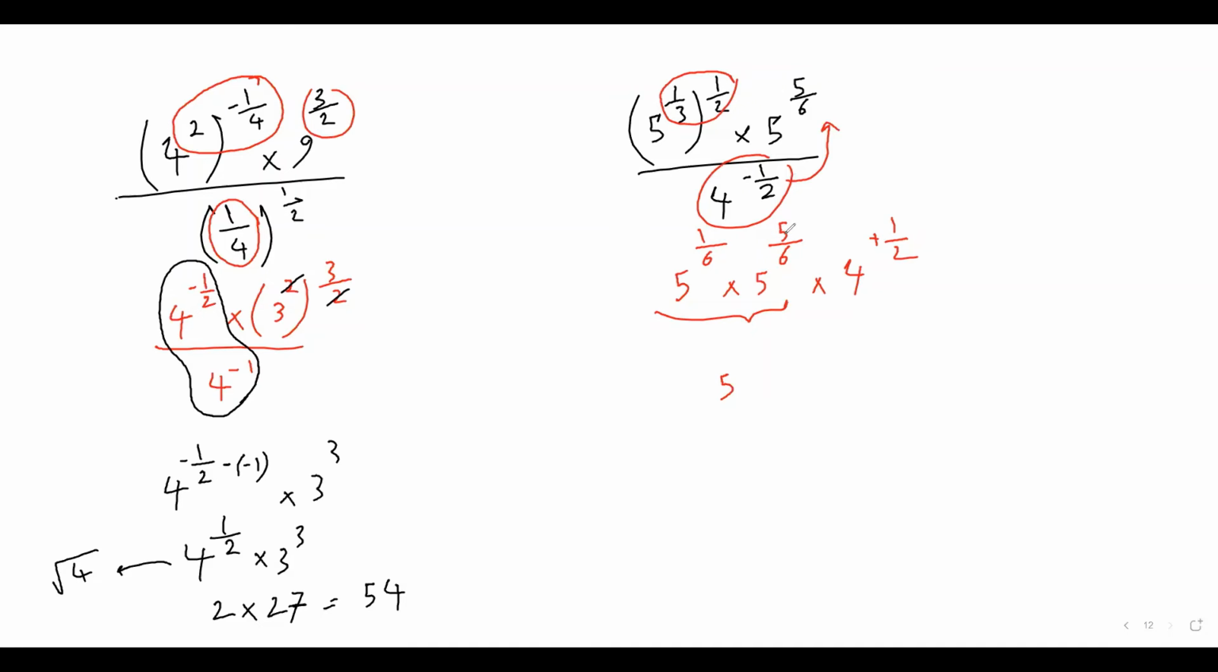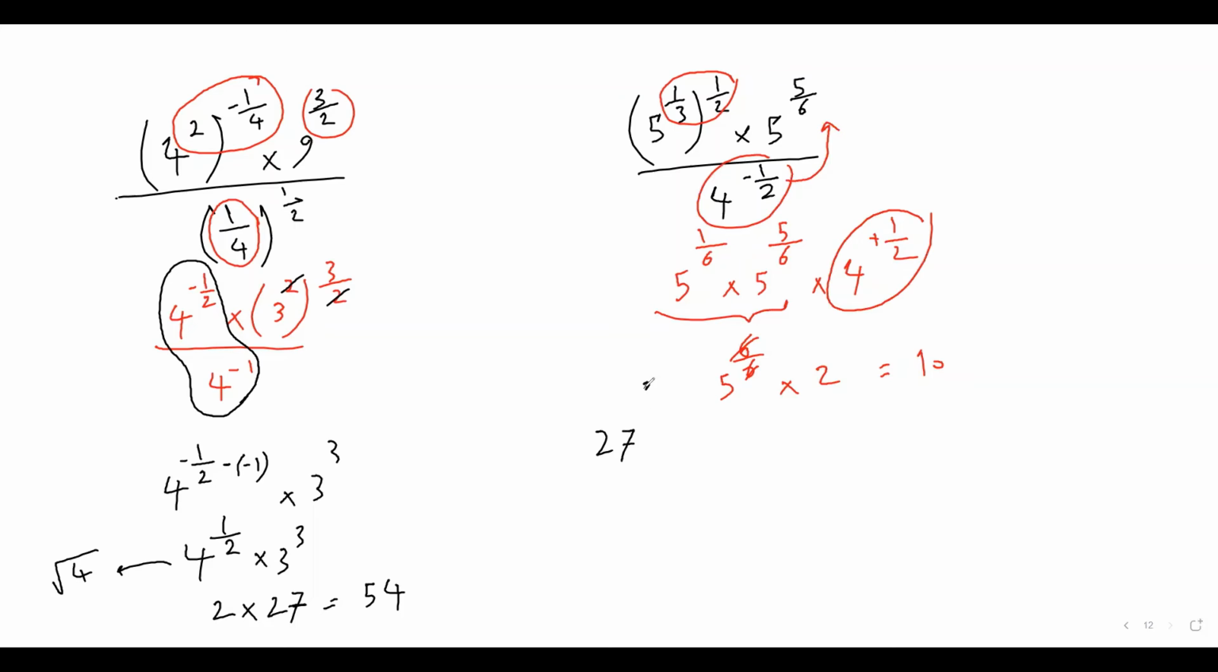So these two together, they can unite and become 5 to the power of 1 over 6 plus 5 over 6, which is 6 over 6, or basically 1. So this is 5, and times this, which is again 4 raised to the power of half, the square root of 4, which is 2. So I'm left with 2 times 5, which is 10. The answer is 10. Maybe I do one more example and then we're done.